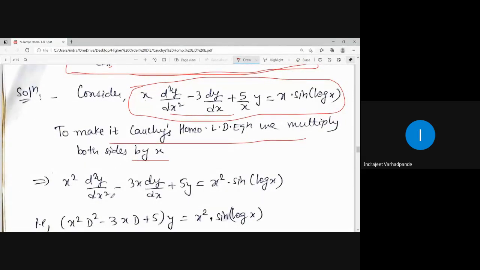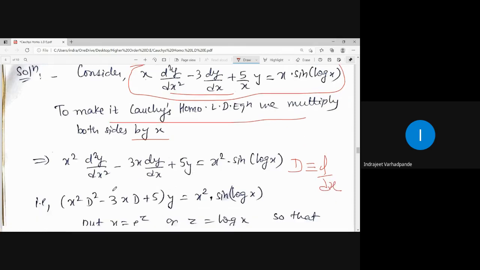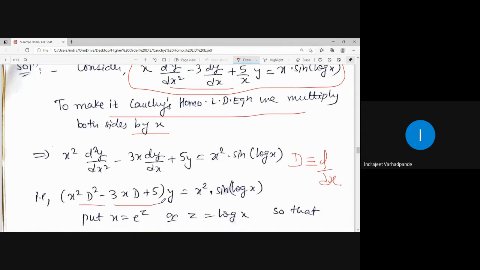x square d2y by dx square minus 3x dy by dx plus 5y is equal to x square into sine of log x. Convert it into the operator form where D represents the operator d by dx. So x square D square minus 3xD plus 5, whole multiplied by y, is equal to x square into sine of log x.